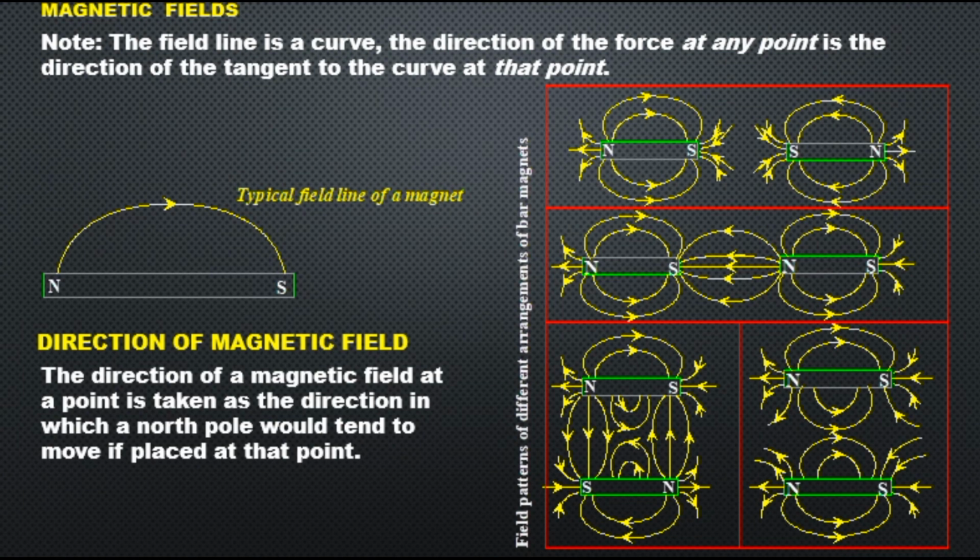Magnetic fields: note, the field line is a curve. The direction of the force at any point is the direction of the tangent to the curve at that point. You have a typical line of force. Direction of magnetic field: the direction of a magnetic field at a point is taken as the direction in which a north pole would tend to move if placed at that point.